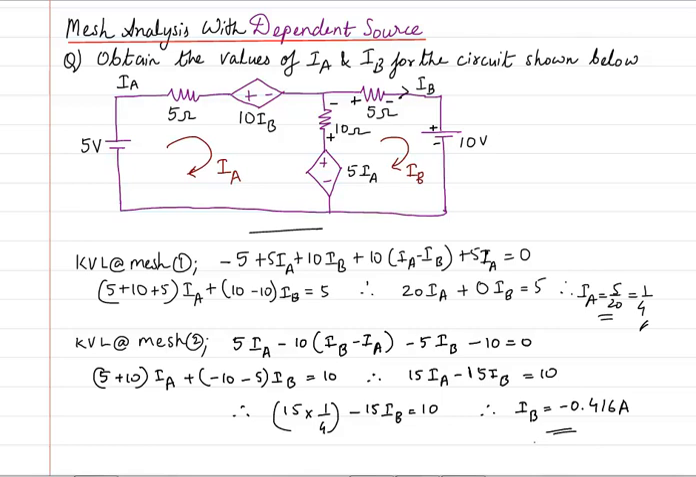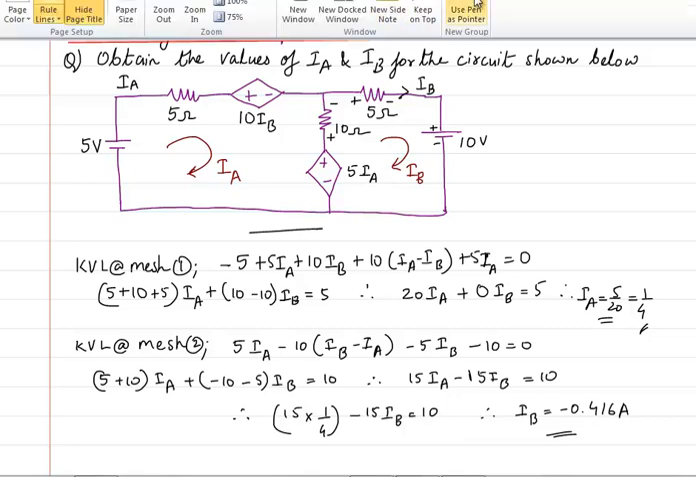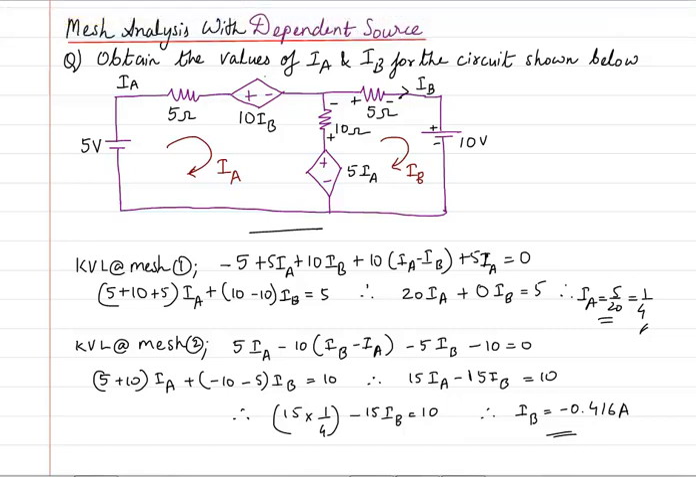I suppose you can do this on your own. This part from here to here, you can do it on your own. So that is how we have found out IA and IB for the case when we are having a dependent source. So what do you learn from this? What we learn is that it does not matter whatever is the case of dependent source. All you have to look into is two things.